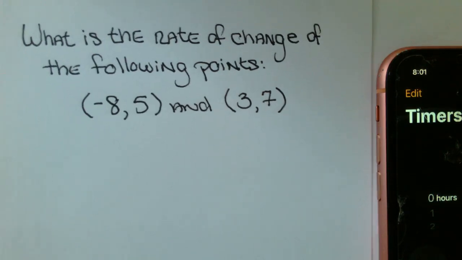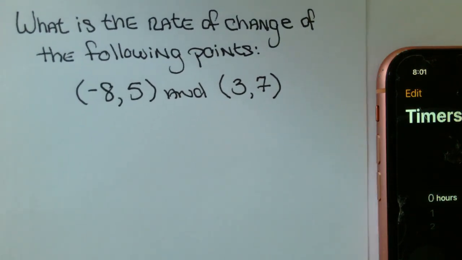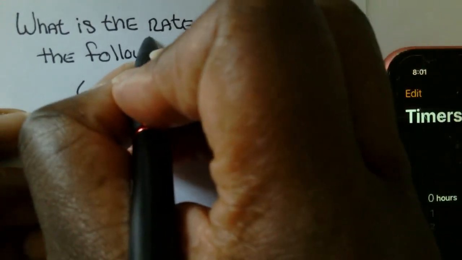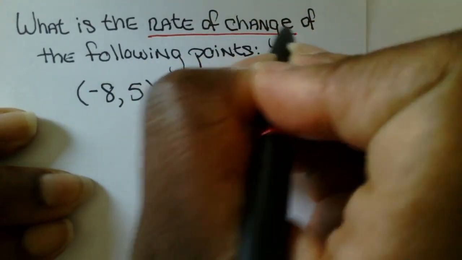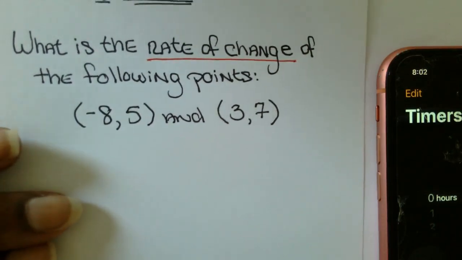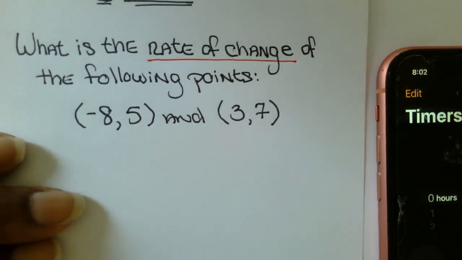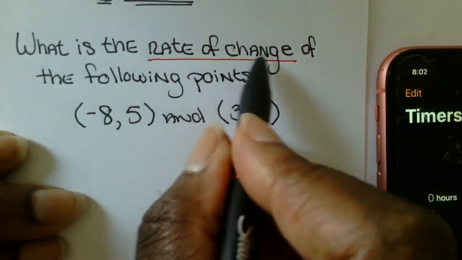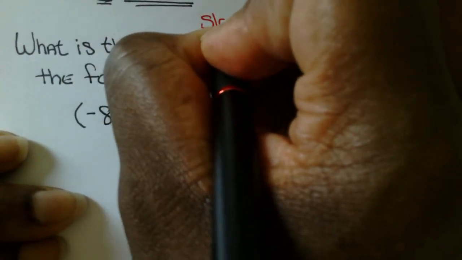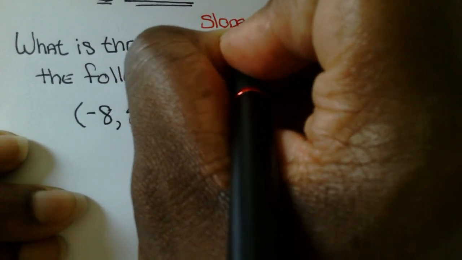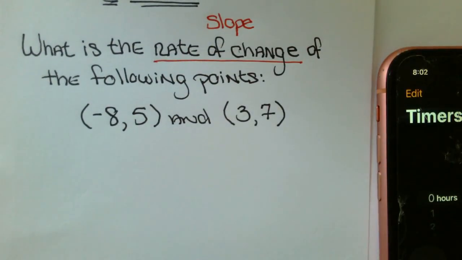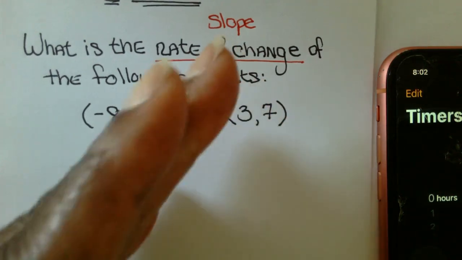All right. So, let's take a look. First thing that probably threw you guys off was the term rate of change. Rate of change is another name for slope. Remember, slope is basically dealing with the gradient, how steep a line is.